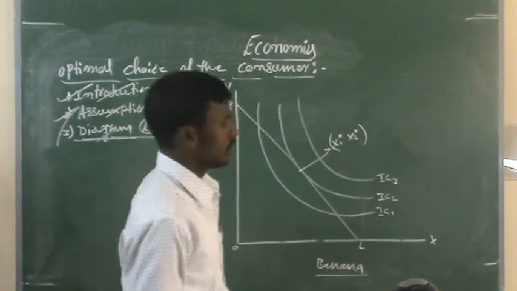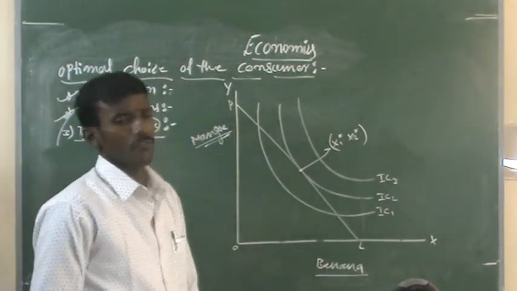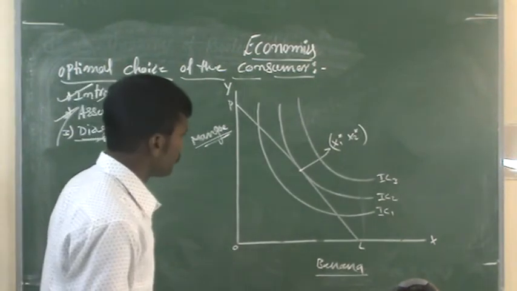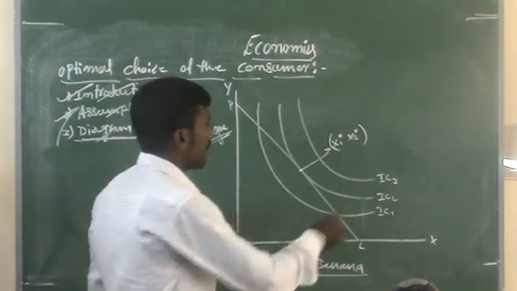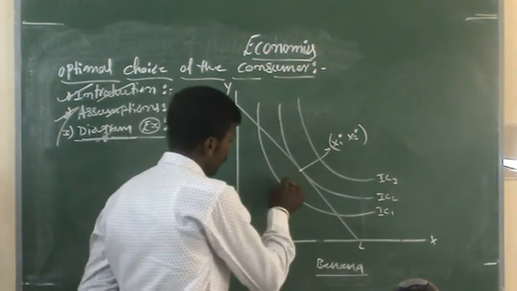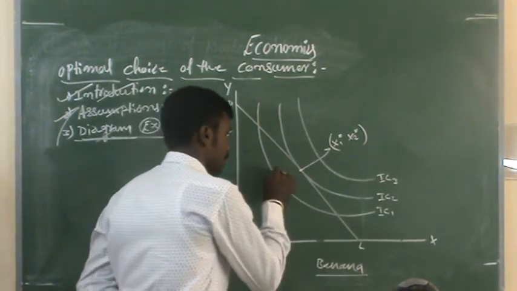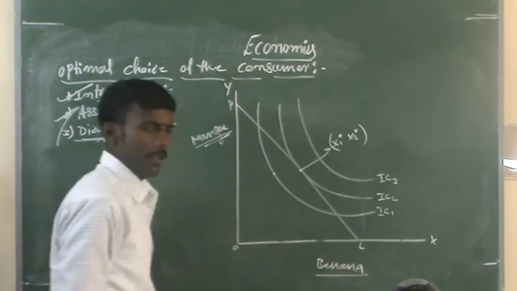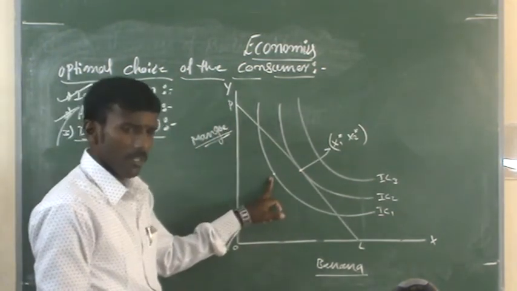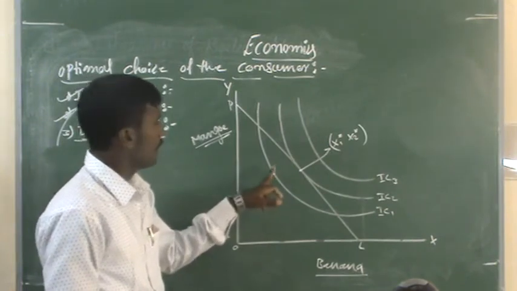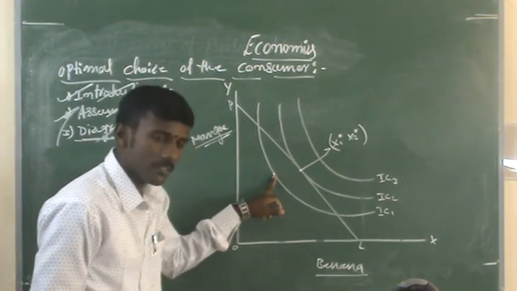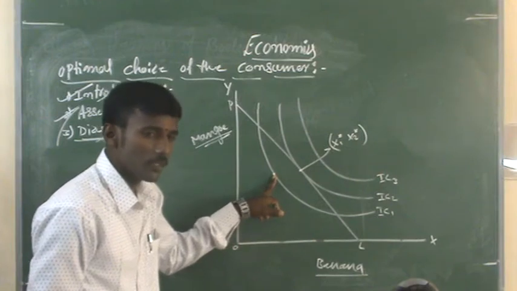See, in total, three indifference curves will be there. Now if any point lies on IC1, let us consider one point. Is this point the optimal choice of the consumer? No, not at all. This point is not the optimal choice of the consumer. Why?